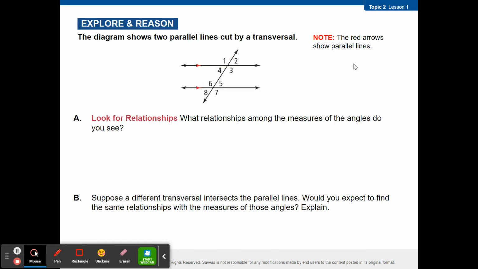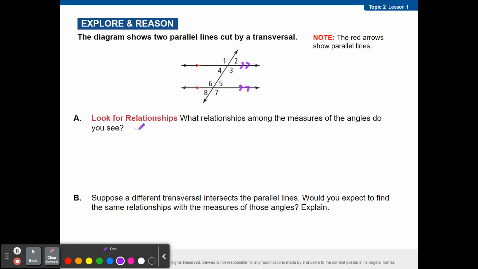All right, so here is the explore and reason. It says the diagram shows 2 parallel lines cut by a transversal. Note the red arrows show parallel lines. You guys see this right here where you have these 2 arrows? When you are representing parallel lines, you need arrows that go in the same direction. If you have multiple parallel lines, you could always add something like this. Okay, you can go the other direction too, that is fine. But just keep that in mind when you're looking for parallel lines, look for those arrows, all right?